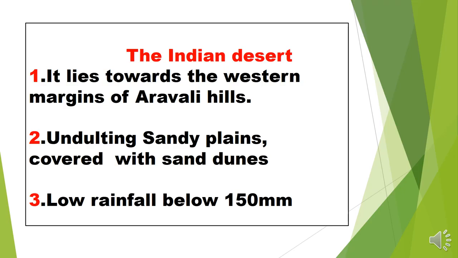The Indian desert is also covered with sand dunes. Sand dunes means hills and mountains formed by sand. So we can say that areas formed by sand are called sand dunes. Many sand dunes are found in the Indian desert. The Indian desert area receives very low rainfall, below 150 millimeters.